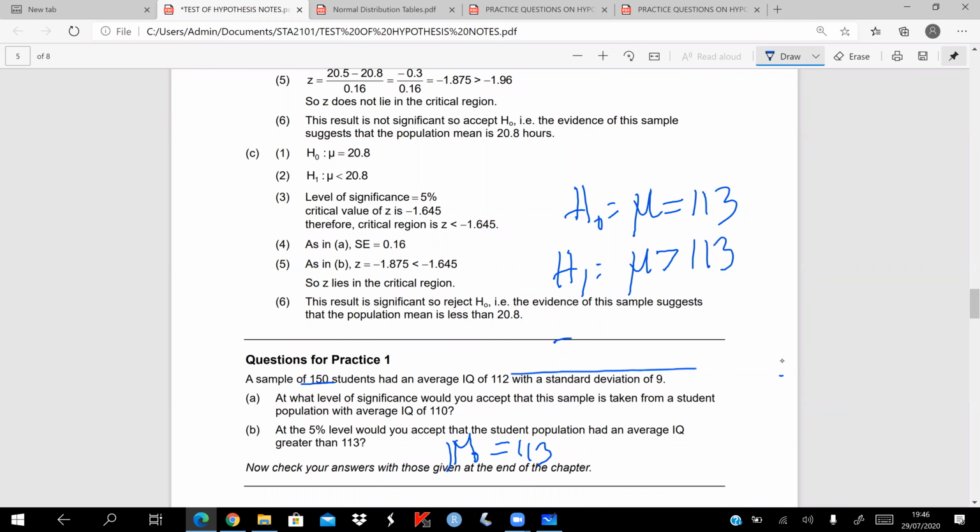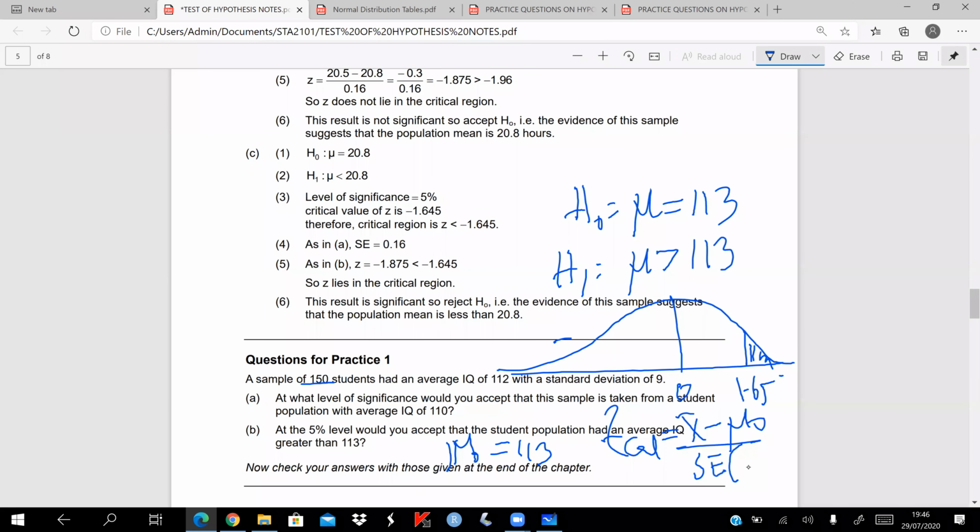So your critical region will be entirely on the upper side. It will be 0, this will be 1.65. Okay. And you get your Z calc, which will be X bar minus mu naught over the standard error of X bar. Standard error has not changed, so you'll use the same value we got in the previous question. I'm sure you can do that.